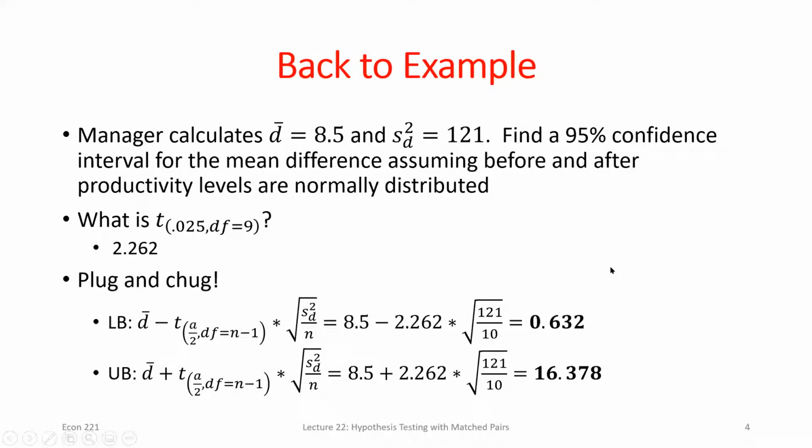So we end up with a lower and upper bound of 0.6 and 16.3. With 95% confidence, the interpretation of this confidence interval is that the true average change, or the true mean difference, in productivity is a positive value.